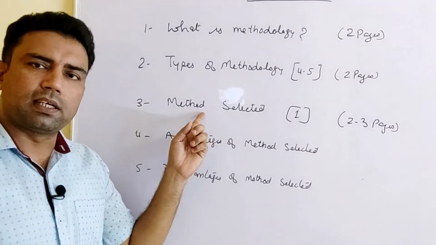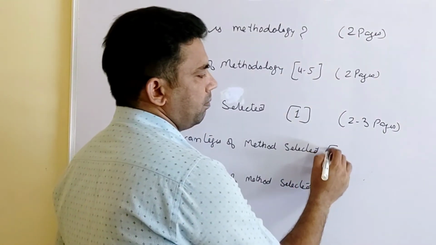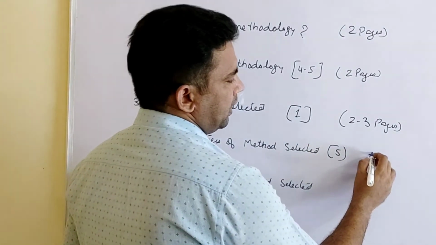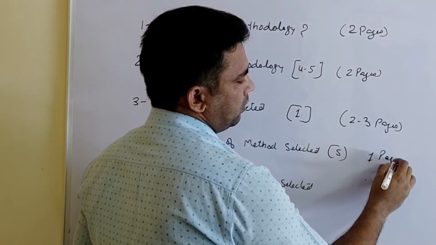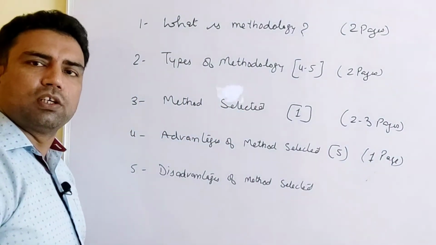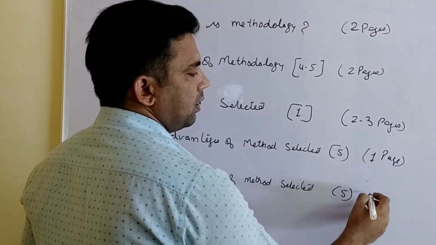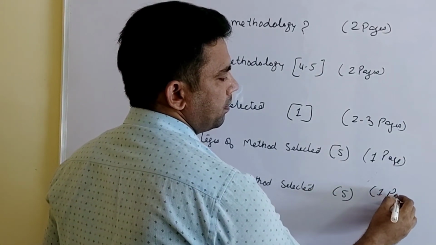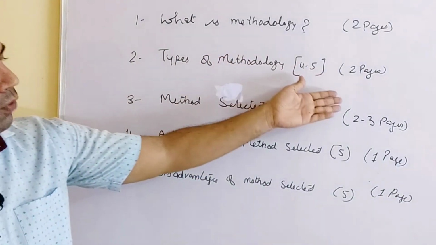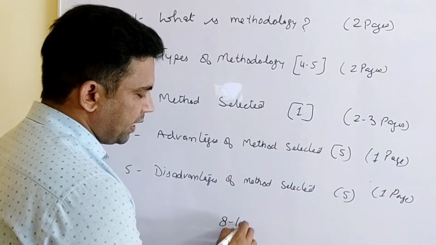Fourth heading is advantages of method selected. Whatever method you have selected in the third heading, you are going to write minimum 5 advantages of that, and again it will take around 1 page. The next is disadvantages of the method selected. Again you are writing minimum 5. Again it will take 1 page. You see how many? 2, 4, 6, 8. It will give you 8 to 10 pages.